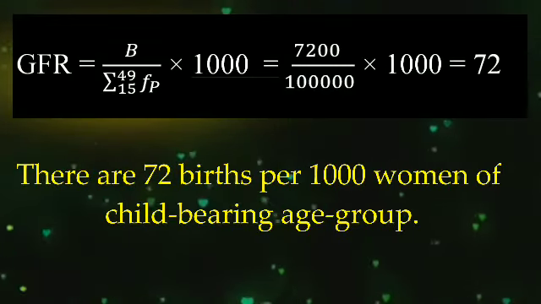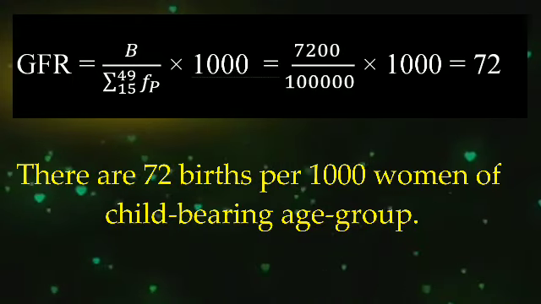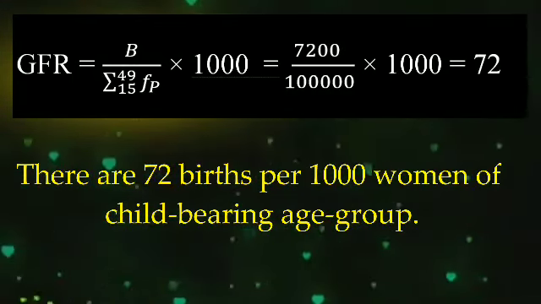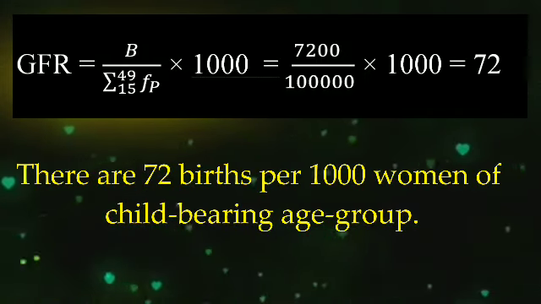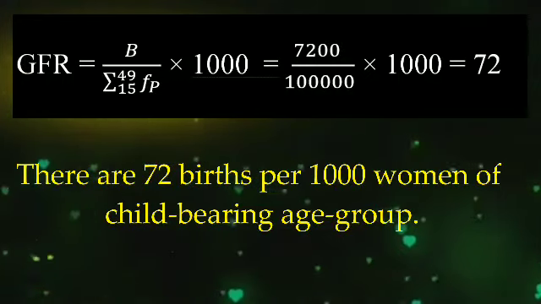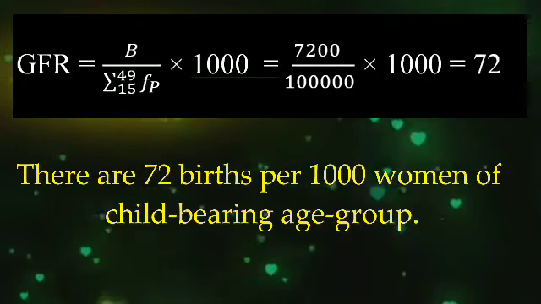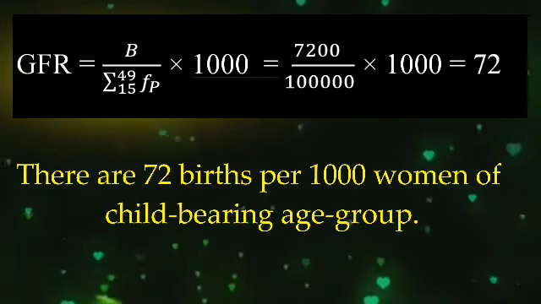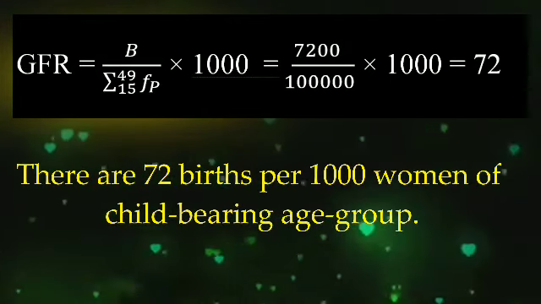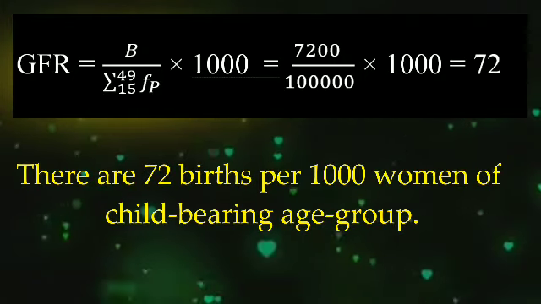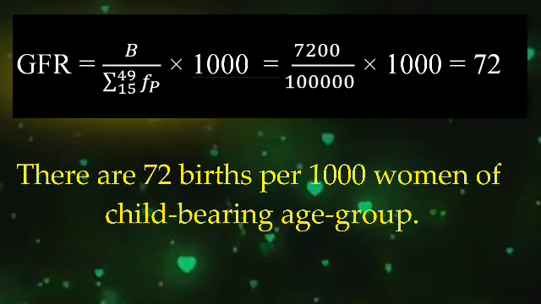After that, write a GFR formula. GFR equal to B divided by sigma, which takes the value from 15 to 49. The childbearing age group of the female population will be considered. So FP, female population for the age group 15 to 49, that will be in the denominator, which is multiplied by 1000. Now in the numerator, B indicates the birth rate, total number of births.